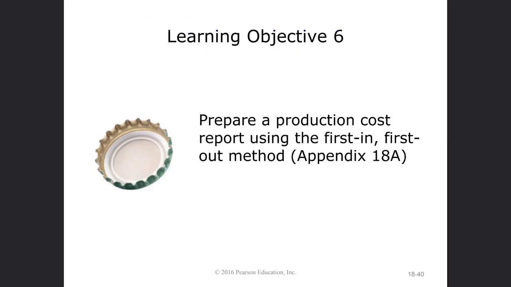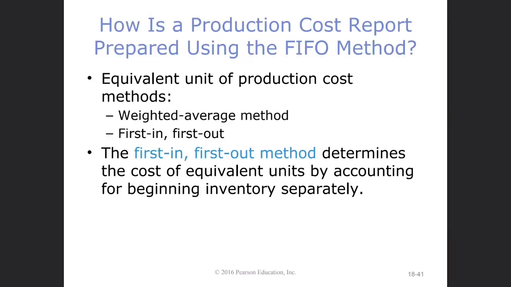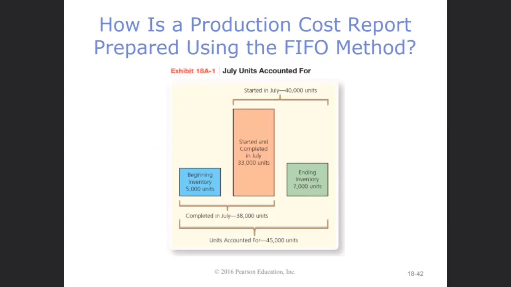We're going to prepare a production cost report using our first in, first out (FIFO) method. So how is a production cost report prepared using FIFO? We have our equivalent units of production cost methods, and within those methods, we have our weighted average method and our first in, first out. The first in, first out method determines the cost of equivalent units by accounting for beginning inventory separately.